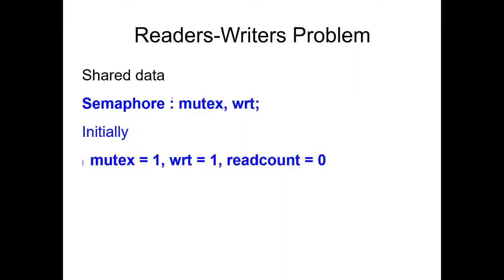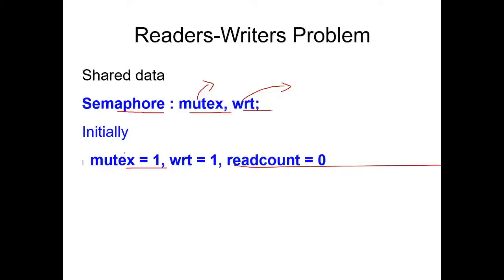In the algorithm which we are going to see, we use semaphores, that is the mutex variable and the write variable. We use the mutex variable to lock and unlock, so that when a reader is in the critical section, writers are not allowed, and when the writer is in the critical section, readers are not allowed. And we use the write variable only for the writers to access the critical section. We also use read count, which tracks how many readers are presently in the critical section.